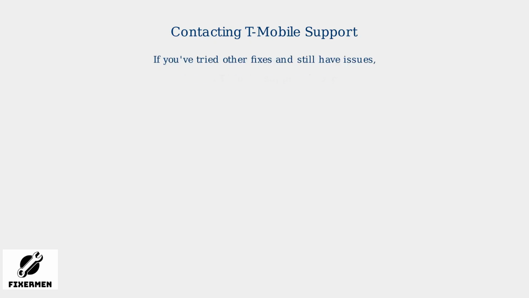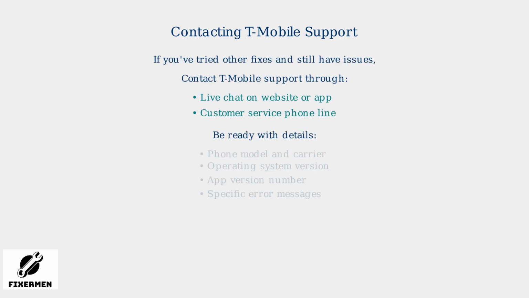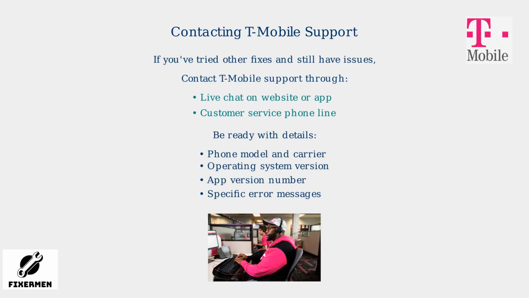If you've exhausted all other troubleshooting steps, it's time to contact T-Mobile support. You can reach them through the T-Mobile website or app, via live chat, or by calling their customer service line. Be prepared to provide details about your phone, operating system, app version, and the specific error messages you're seeing.